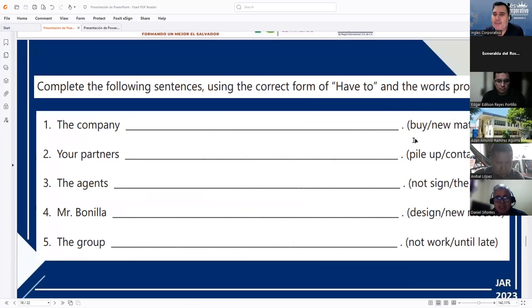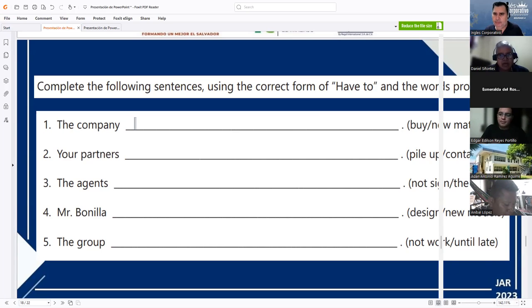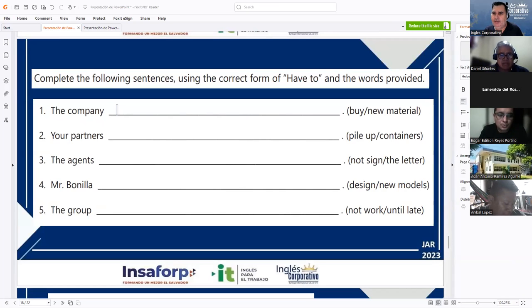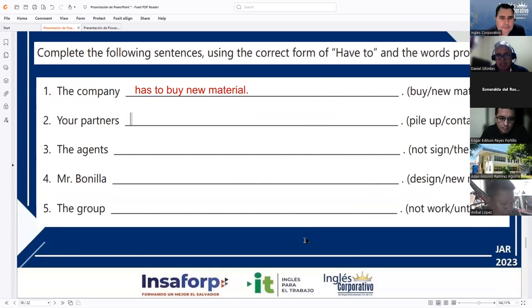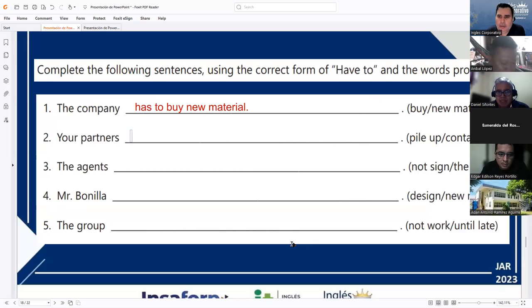Okay, we have to complete the following sentences using the correct form of have to and the words provided. The company buy new material. So what do we have to say? Has to buy new material. Perfect. Yes. The company has to buy new material. Very good. How about number two?